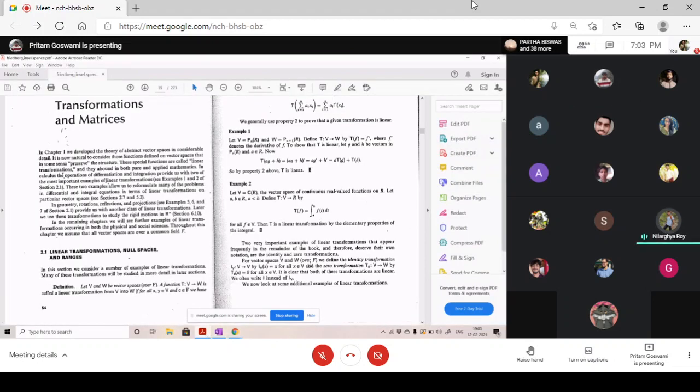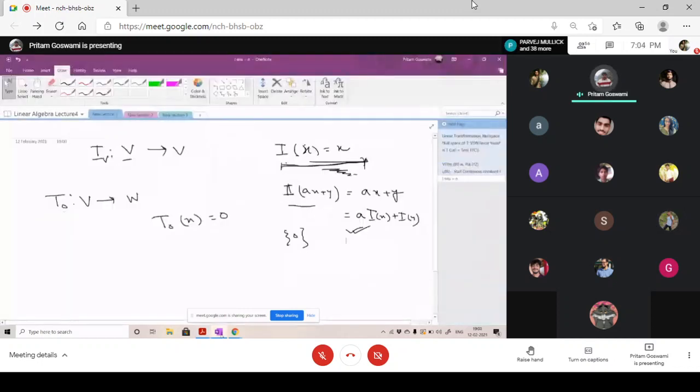Repeat once again, sir. Zero transformation. Suppose V is a vector space and W is a vector space and T0 is a zero transformation. It is nothing but the map that takes all the elements from the domain to the zero null vector. So the image of every element is basically the null vector only. Okay, sir.